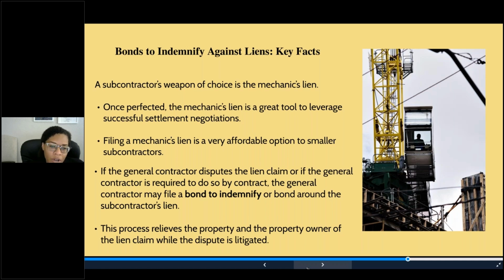However, if the general contractor disputes the claim, or if the general contractor is required to do so by the prime contract, the GC may file a bond to indemnify or bond around the subcontractor's lien. This process relieves the property and the property owner of the lien claim while the dispute is being litigated. And as I mentioned before, while the bond is in place, the property can be sold, which makes negotiating much more difficult at that point.